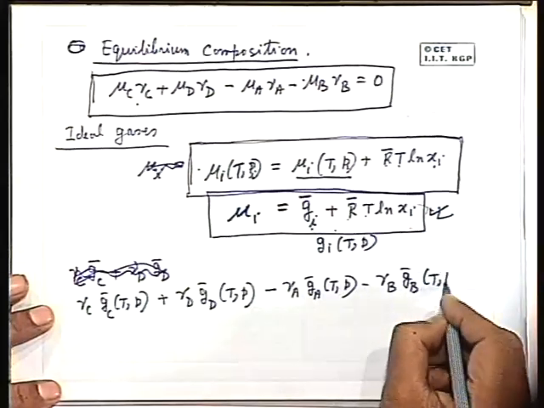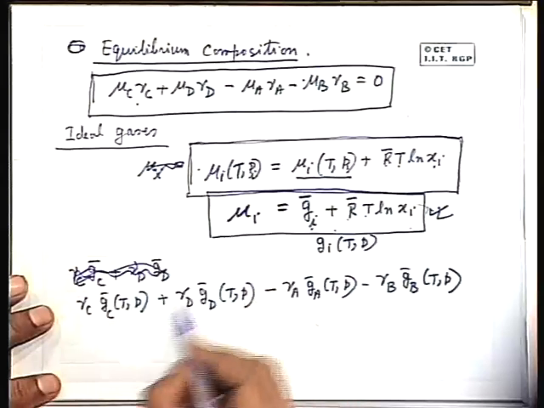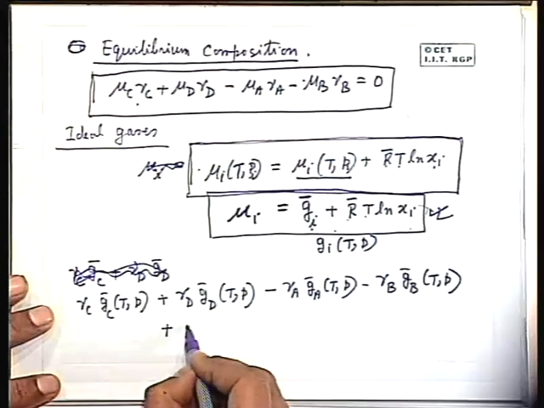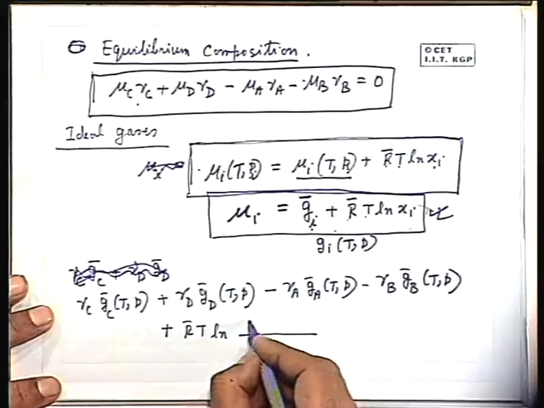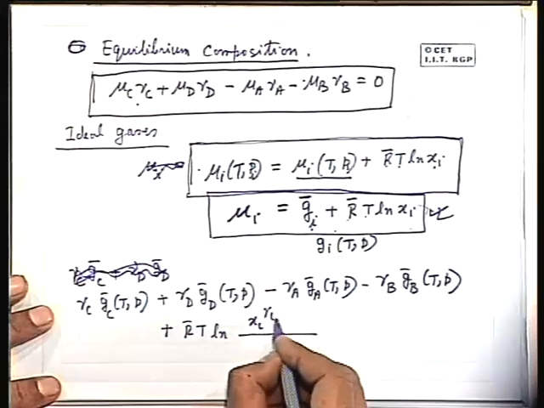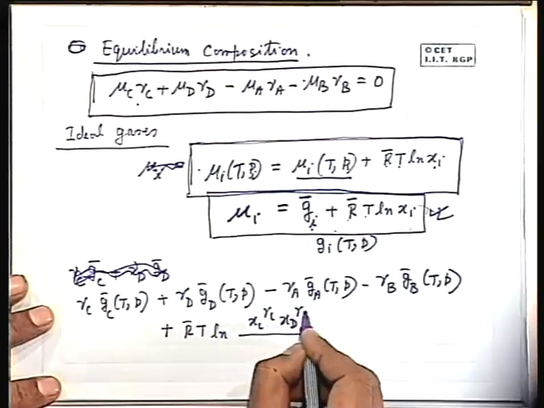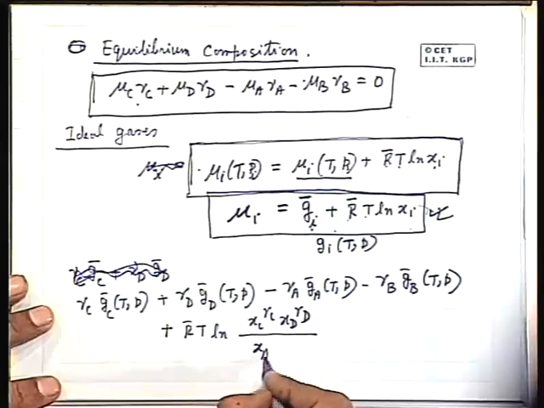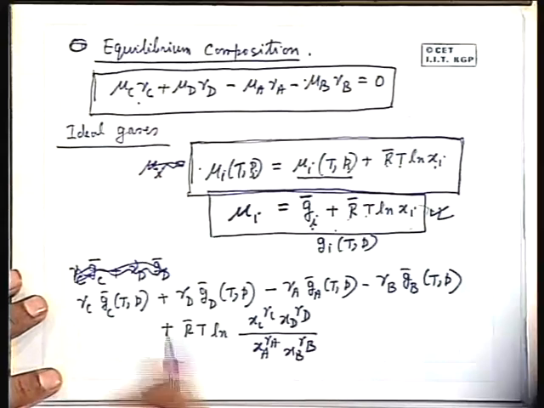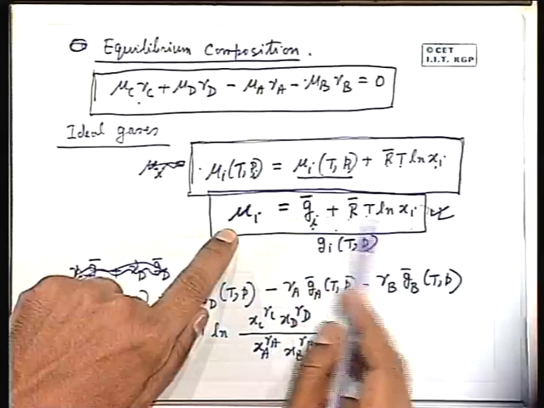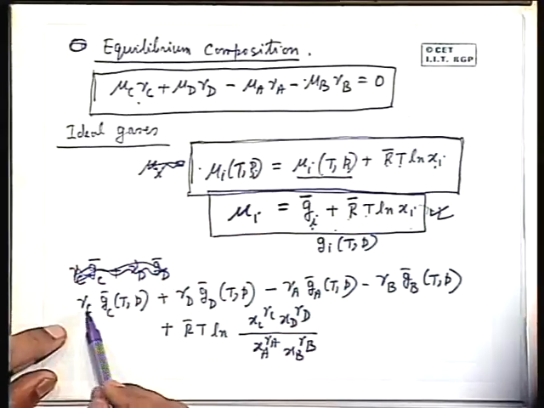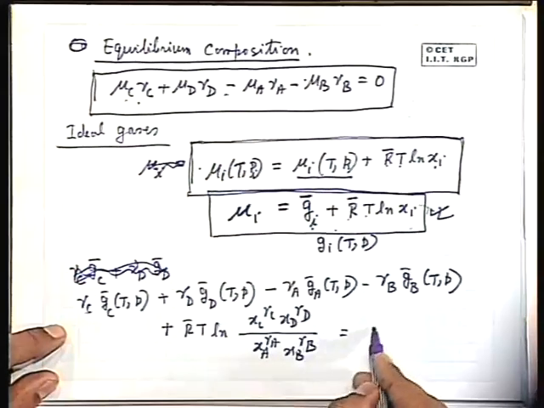G B at T and P. I substitute this. Then the remaining part is R bar T ln, which is interesting in a sense, xc to the power gamma C, xd to the power gamma D, xa to the power gamma A, xb to the power gamma B. Clear? This is clear? So I write this expression. So this part for all these four is equal to 0, I am sorry.